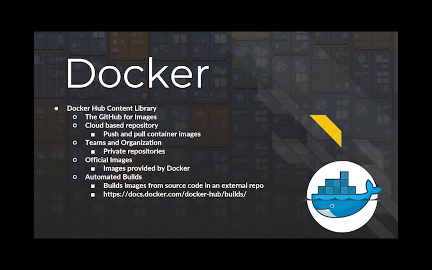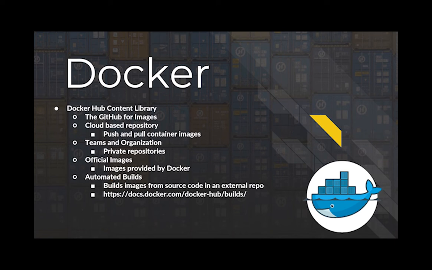So the other product that Docker offers is Docker Hub. And this is the GitHub for images. It's a cloud-based repository that allows you to push and pull container images. Some of its features include teams and organization. It allows for private repositories so that teams can work on projects together. There are official images provided by Docker that you're allowed to pull and run. And then it also features automated builds, which is the process of building images from source code and an external repo.